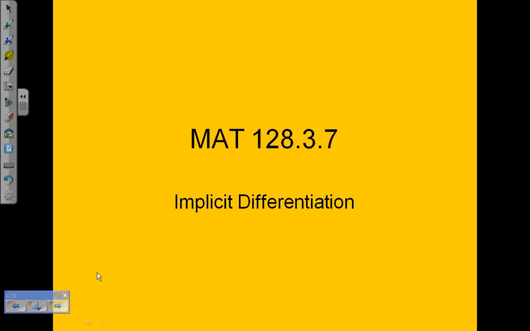All right, let's go ahead and get started with today's lesson, implicit differentiation.